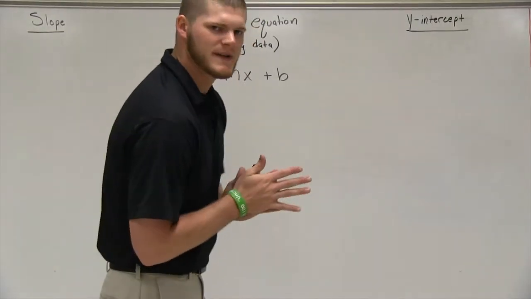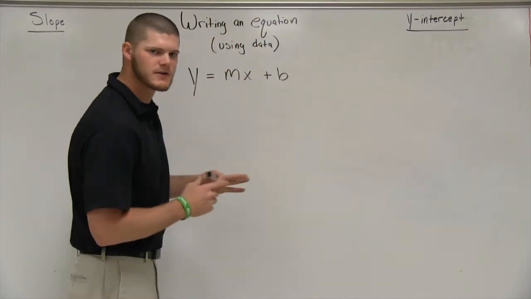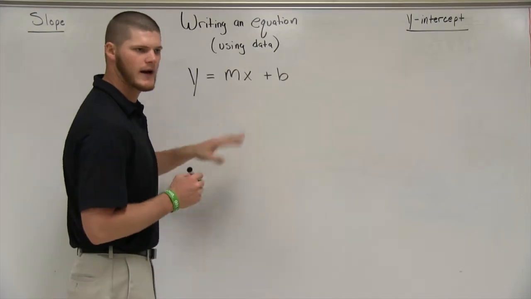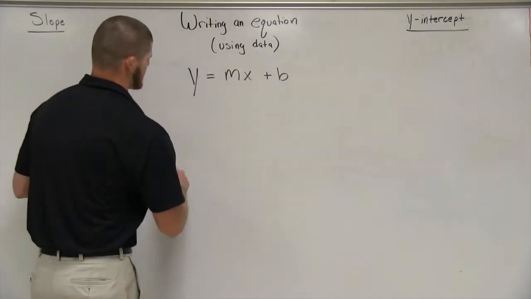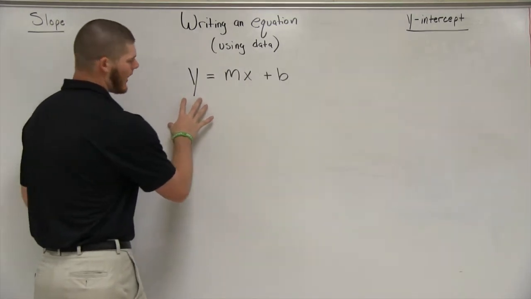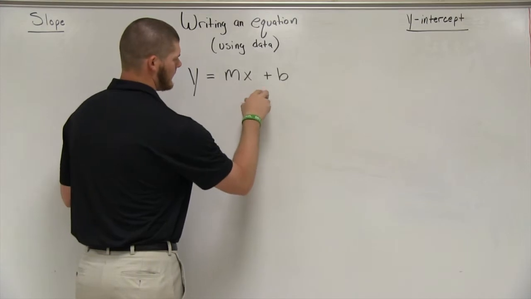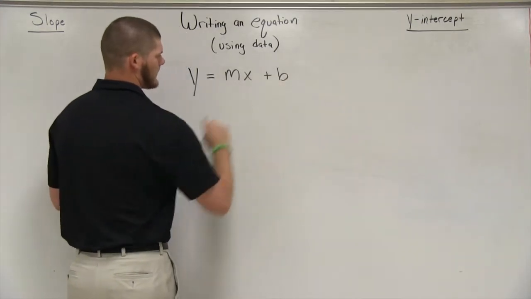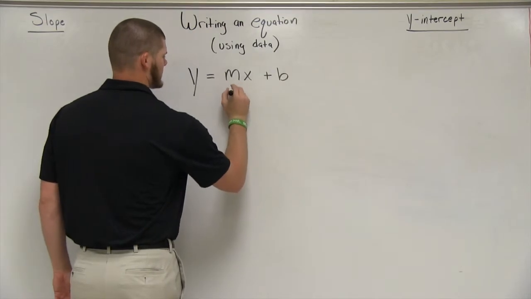So today what we're going to be talking about is writing an equation when we're given data. So first, I want to review real quickly what an equation is. This is a linear equation. It consists of our dependent variable y equals our slope times our independent variable plus a number, which is our y-intercept. So let's define slope real quick.